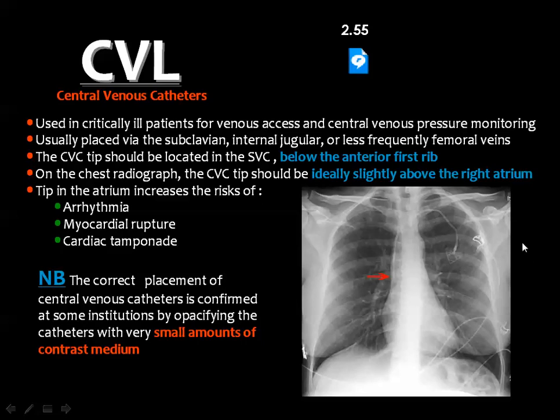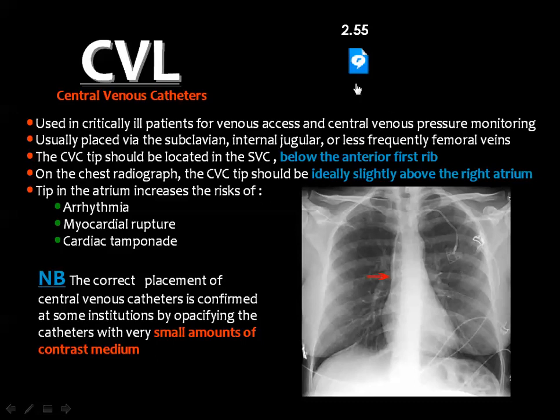Then we come to, let's say, the fourth or the fifth line or tube, and this is the central venous catheters or the central venous line. You know that the central venous line is usually introduced into the superior vena cava, either from the internal jugular vein or the subclavian vein, from the left side or from the right side. The optimal position of the central venous catheter is in the lower part of the superior vena cava.